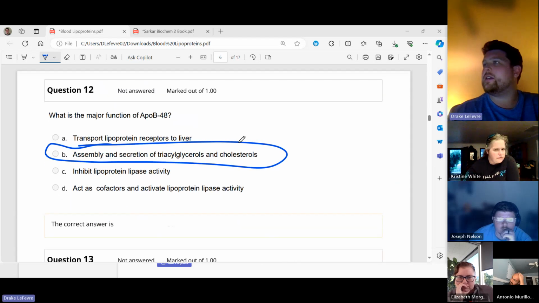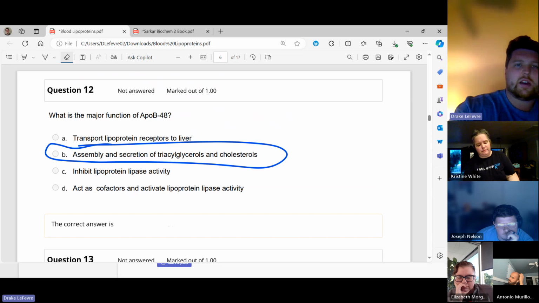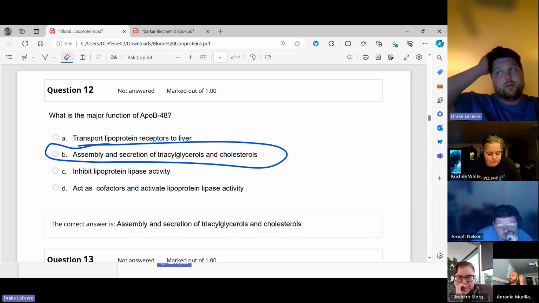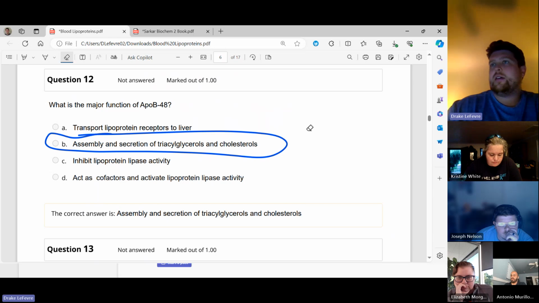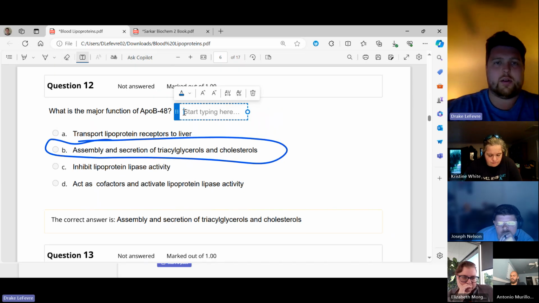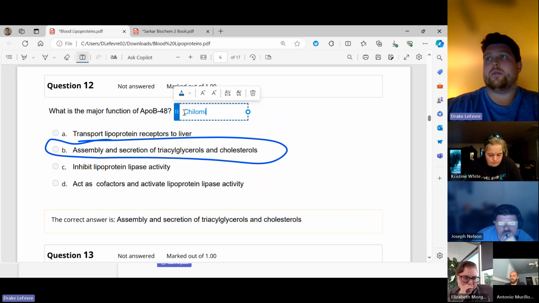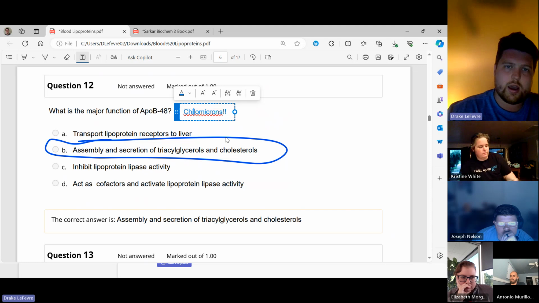That's interesting, the way that he has it in there. That's fine. Does the same job, essentially, as the ApoB 100. Just the ApoB 48 is located within the chylomicrons. That should be a Y.